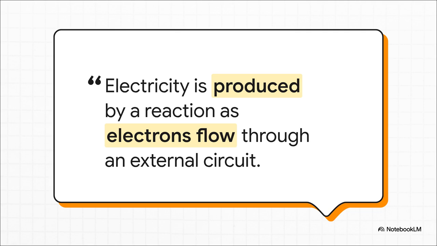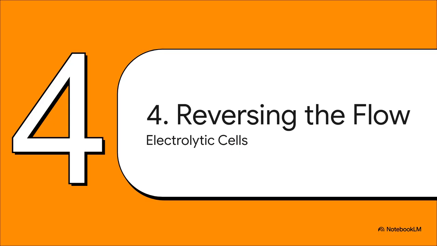And that, right there, that is the big aha moment. That controlled flow of electrons moving through the wire, from the giver to the taker, that is electricity. By physically separating the reaction, we've forced the electrons to take the long way around, and we've captured their energy as electrical power. Okay, so that's how we get power from a reaction that wants to happen. But what about a reaction that doesn't want to happen? Is there a way to force it? Well, let's take a look at how we can actually reverse the flow.